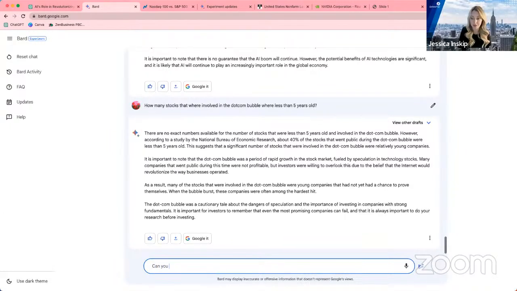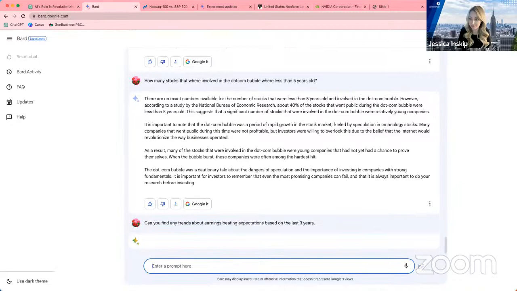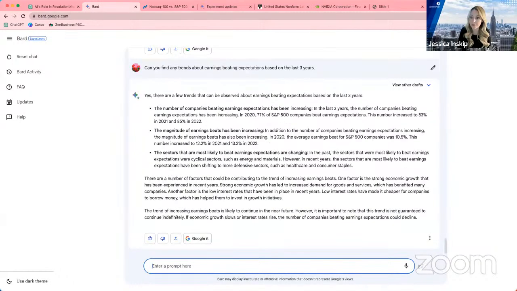Can you find any trends about earnings beating expectations based on valuation. Sorry, I need to turn Teams off so you can see that. Can you find any trends about earnings beating expectations based on, say, the last 3 years, and just see what happens. All right, so there we go.